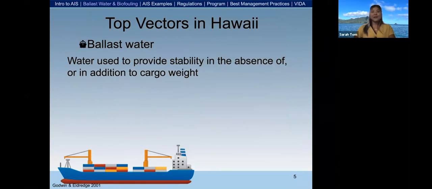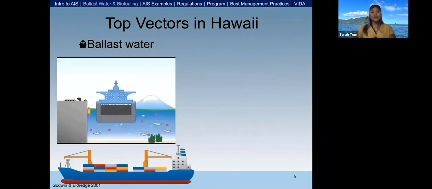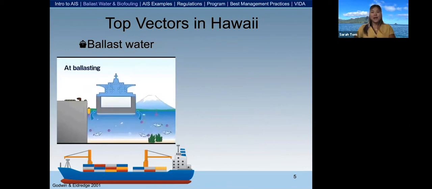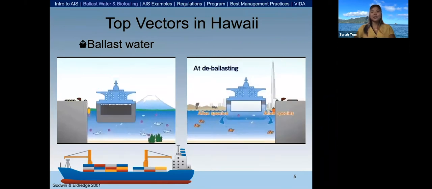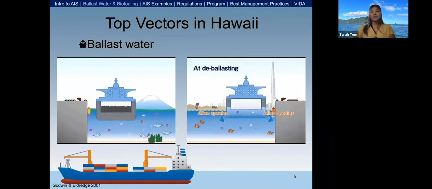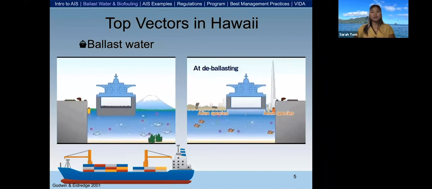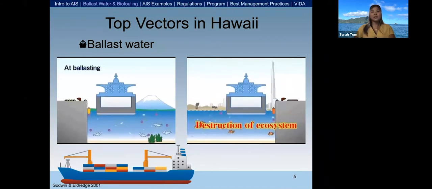So what is ballast water? Ballast water is the water used to provide stability in the absence of or in addition to cargo weight, and displaces water equal to its own weight. As cargo gets unloaded from ships, ships take in water to compensate for the unloaded weight, and as cargo gets loaded on, it releases that ballast water, or discharges. Planktonic organisms can then be transported through ballast water and released into different areas where the ballast water is discharged.